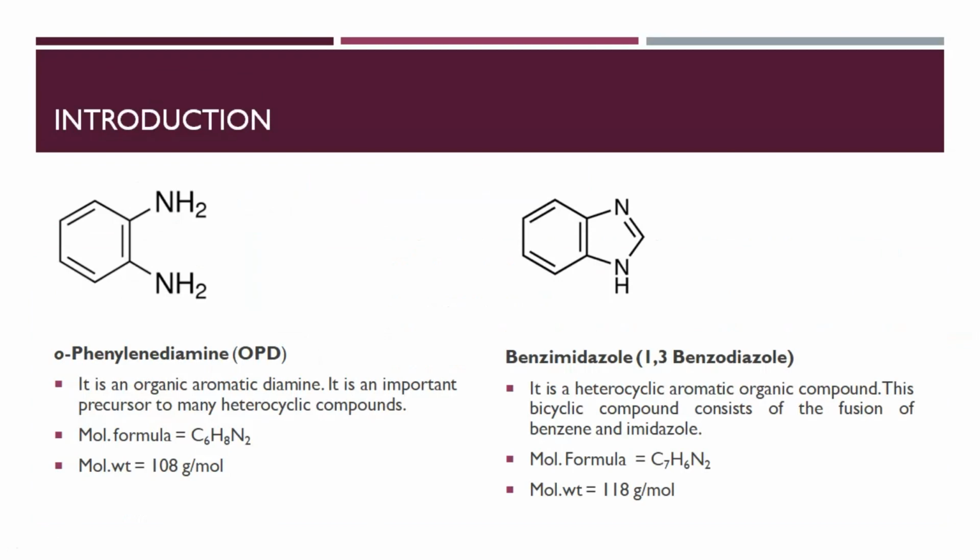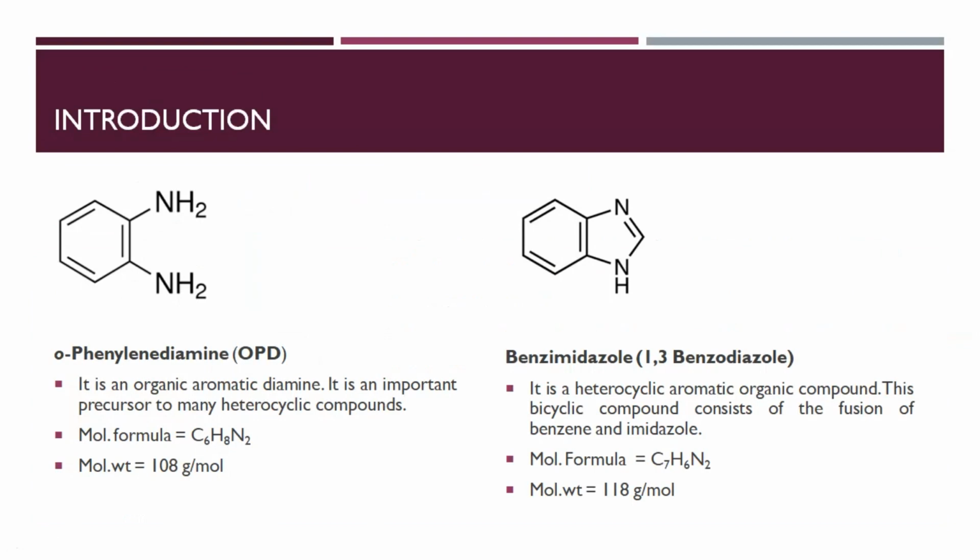The precursor for the practical, that is the starting material for synthesis of benzimidazole, is orthophenylene diamine, which is abbreviated as OPD. So we are going to synthesize benzimidazole using orthophenylene diamine. Orthophenylene diamine is an organic aromatic diamine. You can see two NH2 groups at 1 and 2 position. It is an important precursor to many heterocyclic compounds including benzimidazole. Its molecular formula is C6H8N2. Molecular weight is 108 grams per mole.